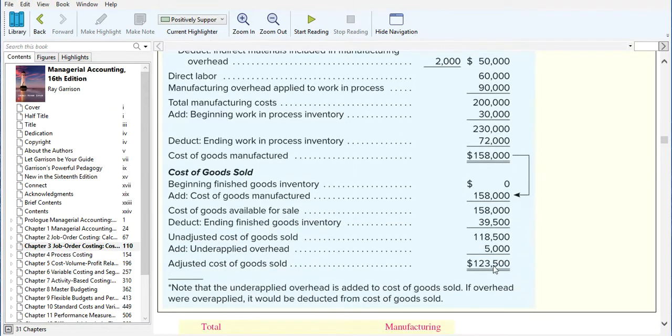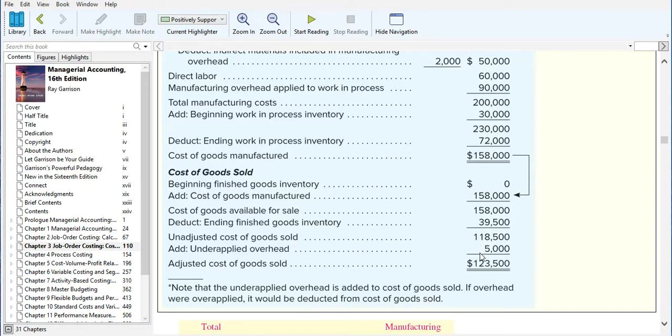We move that cost of goods manufactured into the cost of goods sold statement because we're going to use the cost of goods sold statement and begin with the finished goods inventory. So we have 0 in finished goods inventory in the beginning, but we add 158,000 in for the manufactured goods. The total of those two is goods available for sale, and then we deduct the ending finished goods inventory to calculate the unadjusted cost of goods sold.